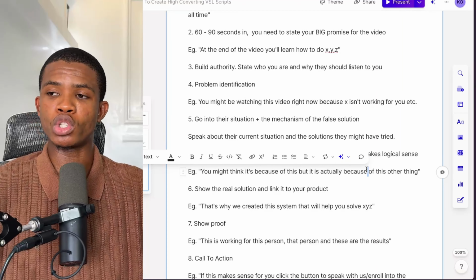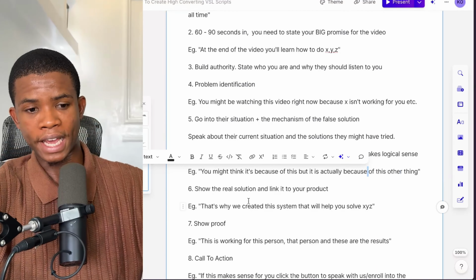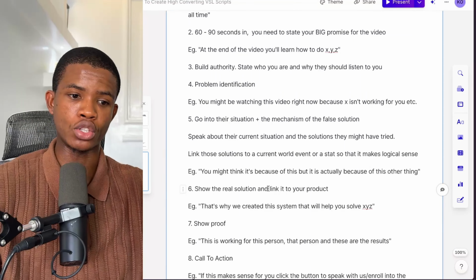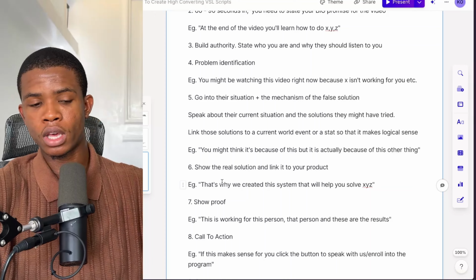Everyone has a bias in their mind about something that they want to try. So what you want to do is you want to transfer the beliefs after you've broken down the mechanism of the false solution. And then you go into the real solution and then link it to your product. So for example, that's why we created this system that will help you solve X, Y, and Z.